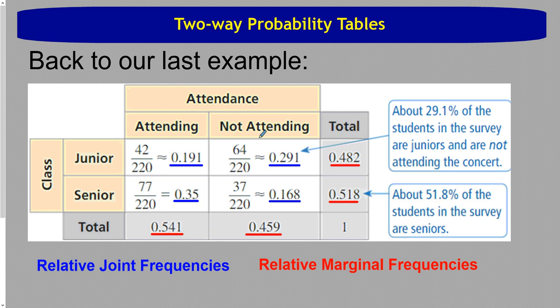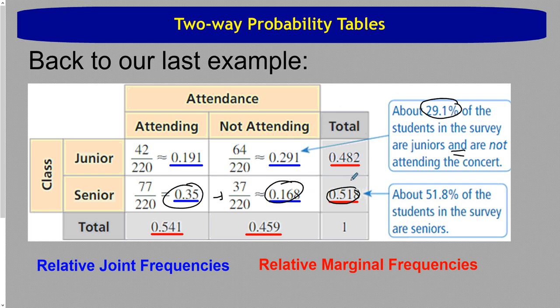So you could say, for example, 29.1% of the students in the surveys are juniors and are not attending. Right? It's very specific. If you look at the relative marginal frequencies, you look at a slightly larger slice of the data. So if we looked at this 51%, remember, which is the sum of these two, the 35 and the 16, 51.8% of the students are seniors total, right?